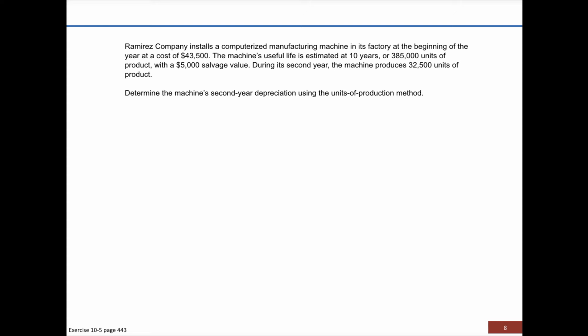So what do we need to do here? Well, again, we need to find depreciable cost. Okay, so this was what? 43.5 minus 5,000.